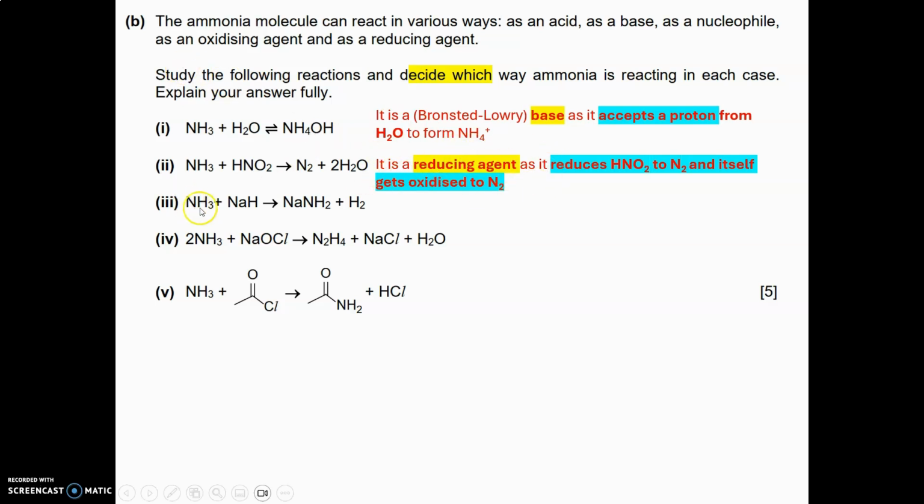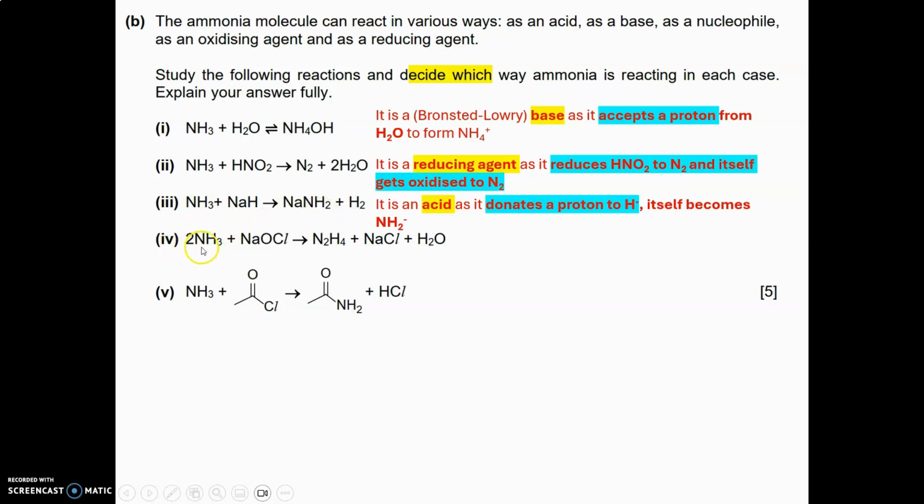Part 3, NH3 plus NaH gives NaNH2 plus H2. In this one, it's an acid. So it has donated a proton to the H minus ion to form H2. And it itself, after losing the proton, becomes NH2 minus ion.